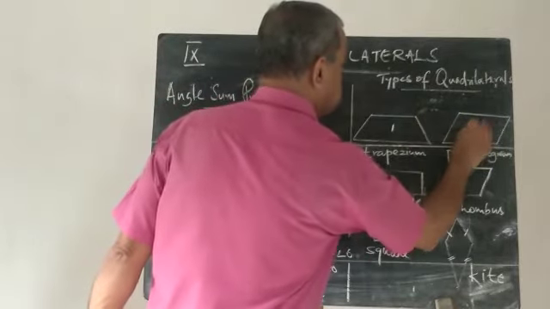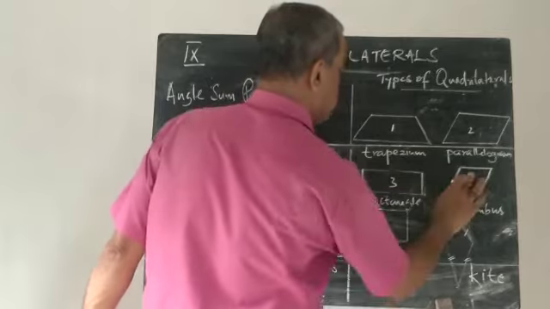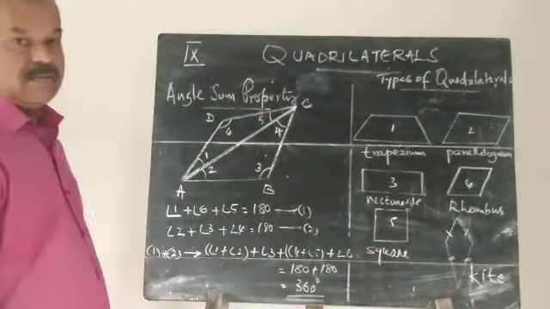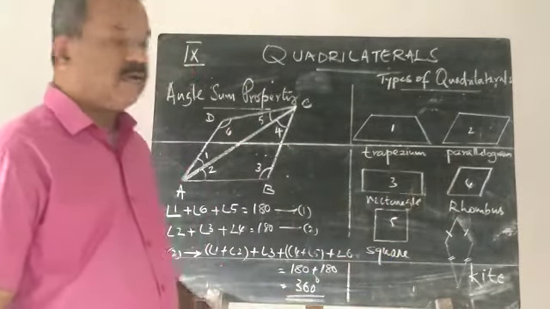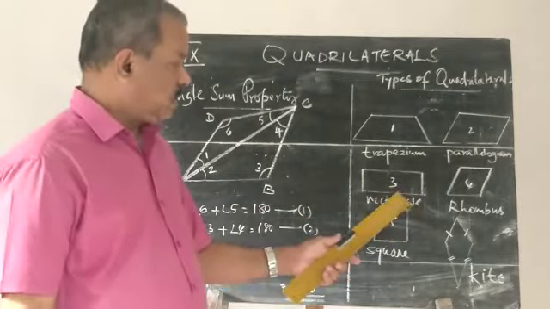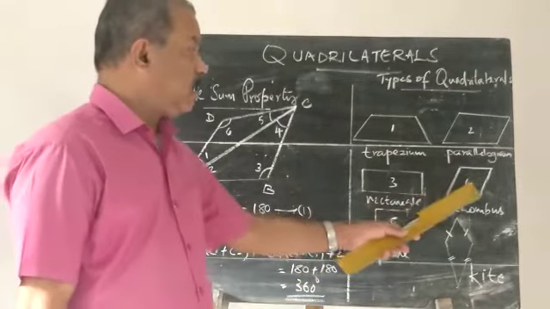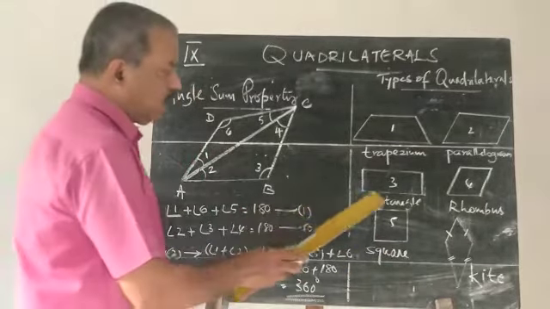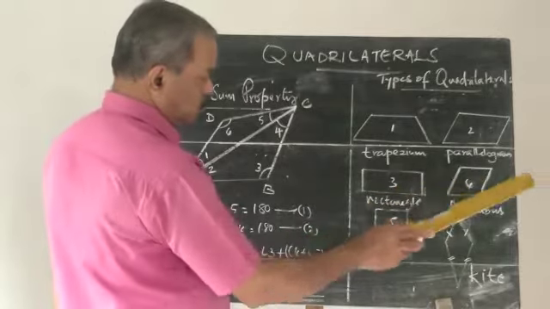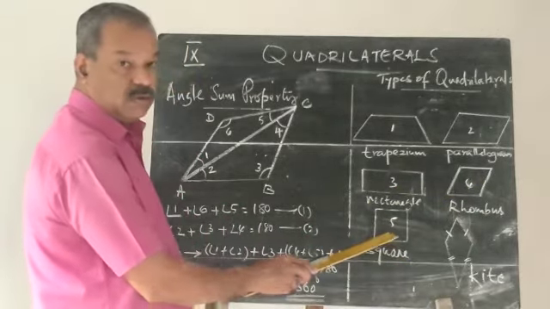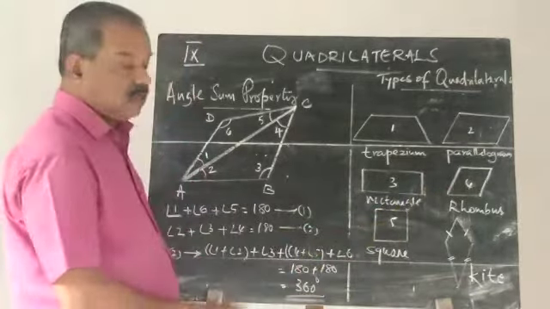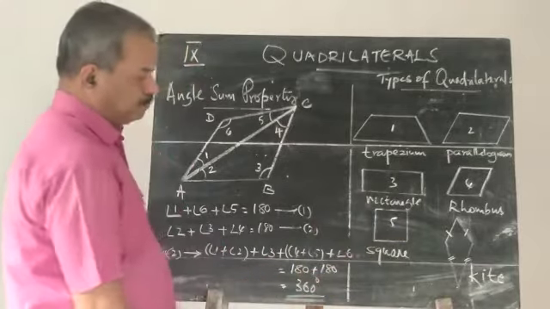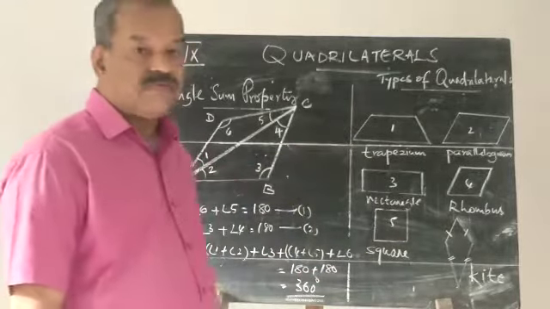Figures 2, 3, 4 and 5 are parallelograms. They are generally called parallelograms. But as we have seen, a rectangle is a special type of parallelogram. Rhombus is a special type of parallelogram. Square also. And a square can also be a rhombus, because all the sides are equal. So these are the different types of quadrilaterals.